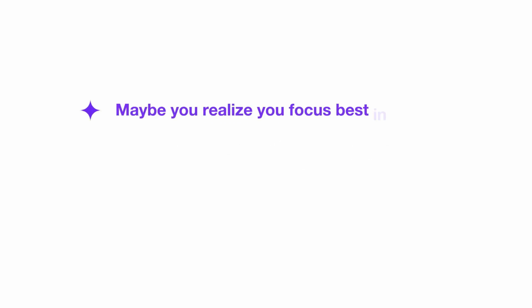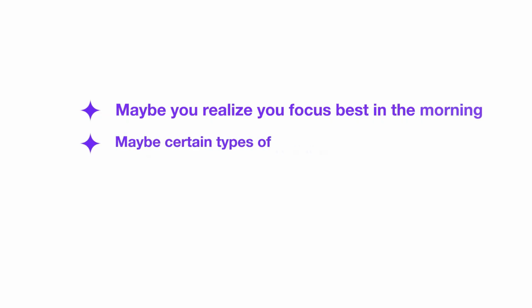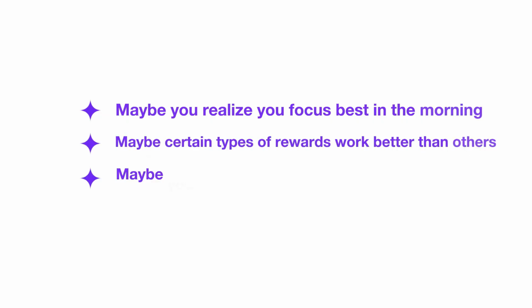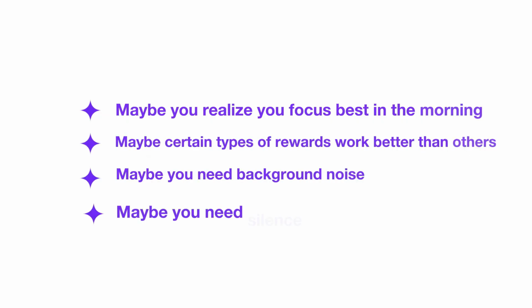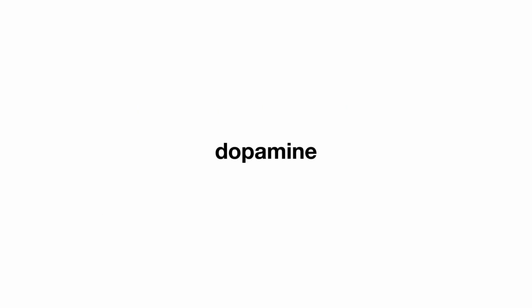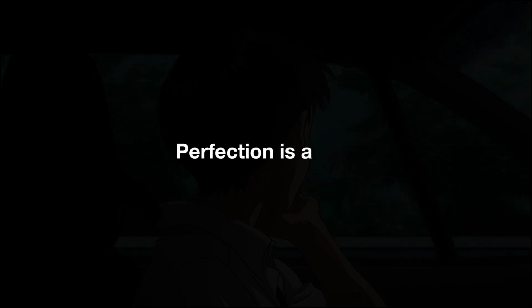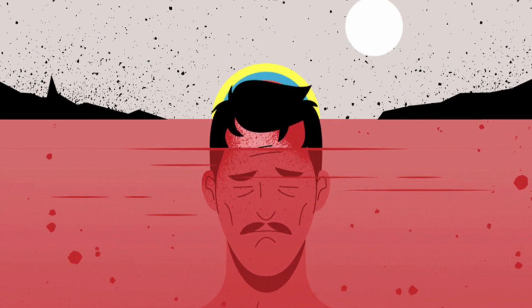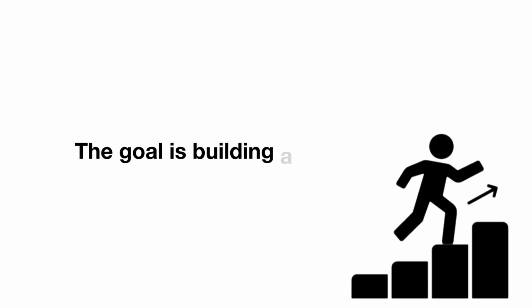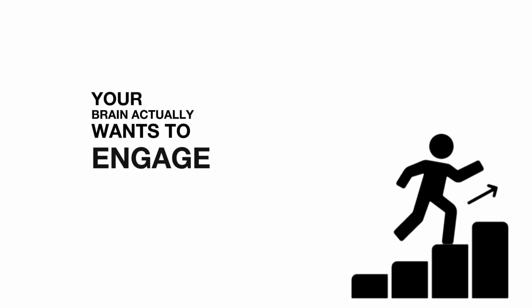By week 4, you're optimizing. You've been tracking what works, so now you customize. Maybe you realize you focus best in the morning. Maybe certain types of rewards work better than others. Maybe you need background noise. Maybe you need silence. This is your personal dopamine formula. And aim for 80% consistency, not 100. Perfection is a trap. You'll miss days, and that's fine. The goal is building a system your brain actually wants to engage with.